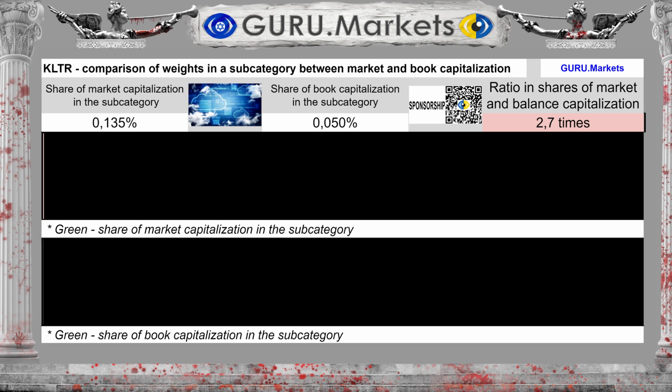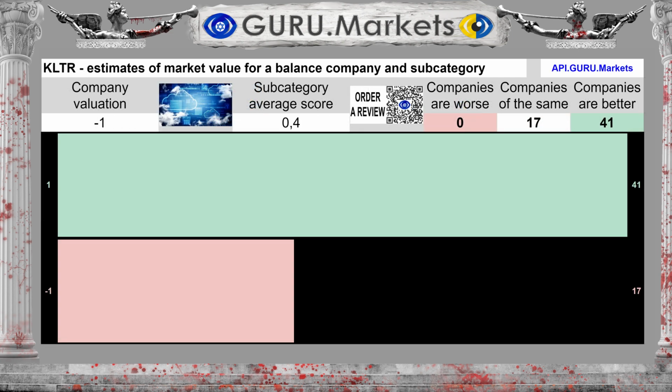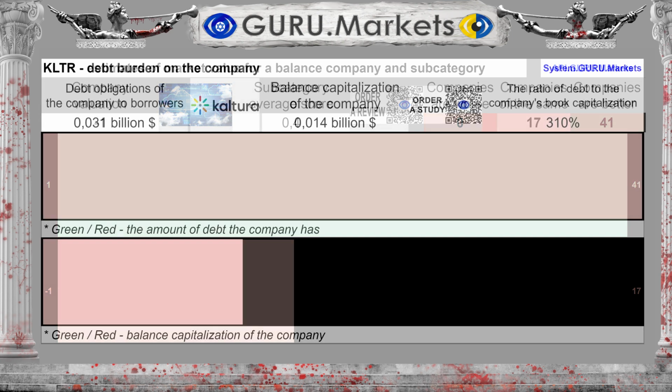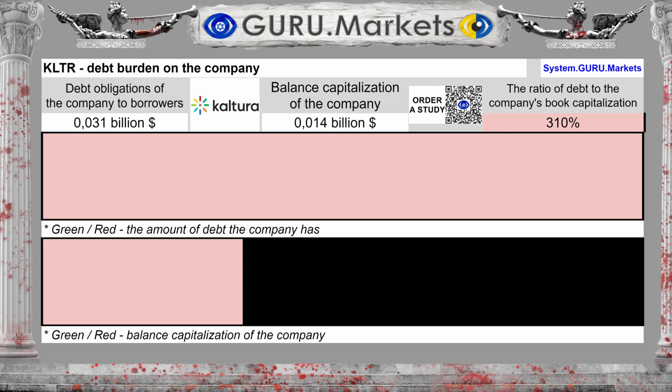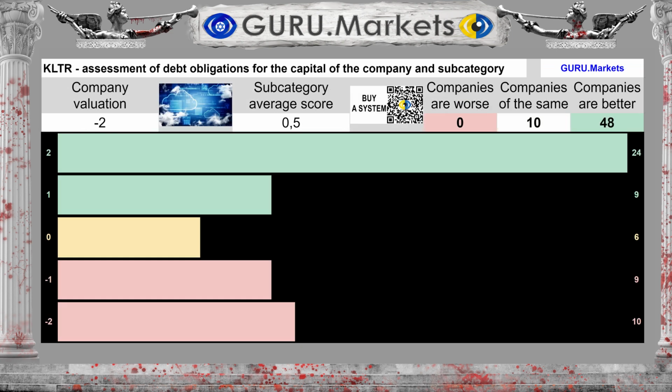Having made a comparison of the shares of the exchange and book value, we can see the following. The share occupied by Kaltura Inc. in the subcategory in case of market capitalization assessment is 0.135%. Balance sheet capitalization is 0.05%. This is 63% less than the share of market capitalization. Assessment of the company's share of the market and book value of the subcategory: bad, -1 point. The analyzed company's financial liabilities amount to $0.031 billion. Debt to book capitalization amounts to 310% of capital. Assessment by the level of the company's financial obligations: very bad, -2 points.